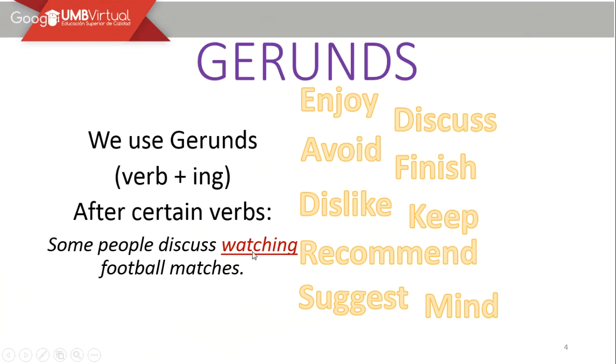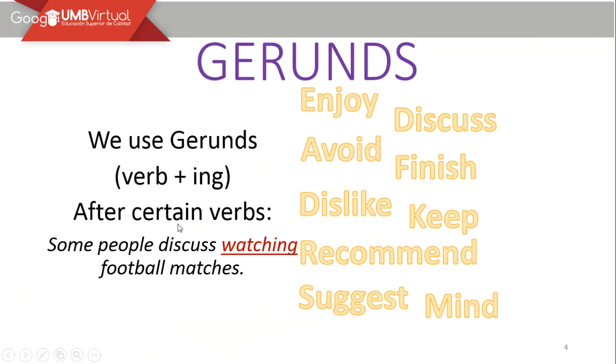Entonces recordemos que el gerundio es el verbo al que le agregamos el ing. Resulta que el gerundio puede ir al inicio de la oración o puede ir después de un verbo. En este caso, todos los ejemplos que vamos a ver están relacionados con colocar ese gerundio luego de un verbo. Hay una lista de verbos que determinan que ciertos verbos van seguidos por este tipo de verbos, valga la redundancia. En este caso, cuando nosotros decimos enjoy, avoid, discuss, finish, dislike, keep, recommend, suggest, and mind, all of those verbs have to be followed by a gerund.